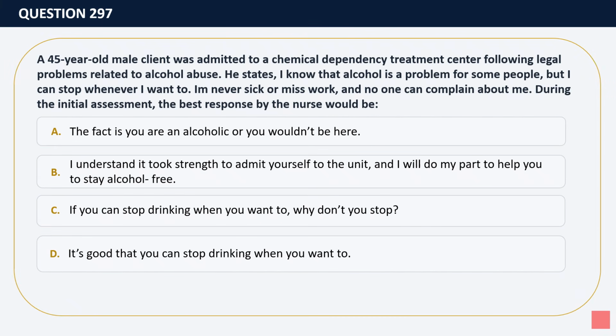Question 297. A 45-year-old male client was admitted to a chemical dependency treatment center following legal problems related to alcohol abuse. He states, "I know that alcohol is a problem for some people, but I can stop whenever I want to. I'm never sick or miss work, and no one can complain about me." During the initial assessment, the best response by the nurse would be: A. The fact is you are an alcoholic or you wouldn't be here. B. I understand it took strength to admit yourself to the unit, and I will do my part to help you to stay alcohol-free. C. If you can stop drinking when you want to, why don't you stop? D. It's good that you can stop drinking when you want to.